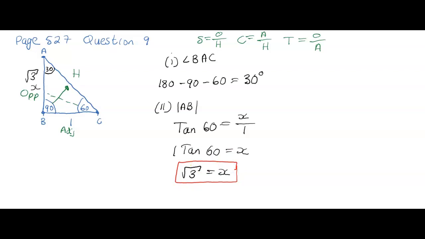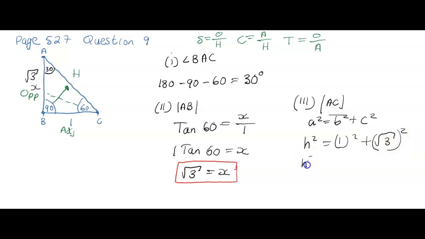Okay. And part 3 then, use Pythagoras' theorem to find AC. So we're trying to find h. So the hypotenuse is the one and so on. So a squared is equal to b squared plus c squared. So the hypotenuse then, h squared is equal to 1 squared plus root 3 squared.